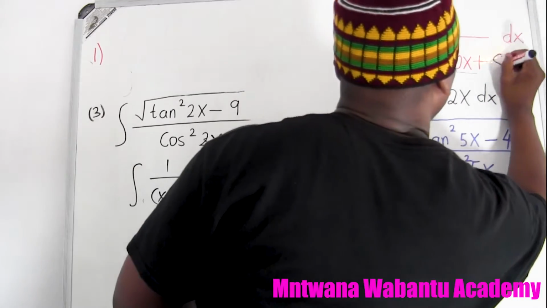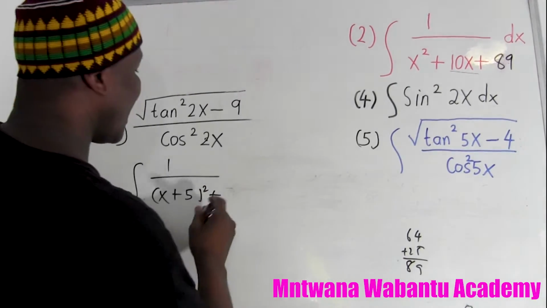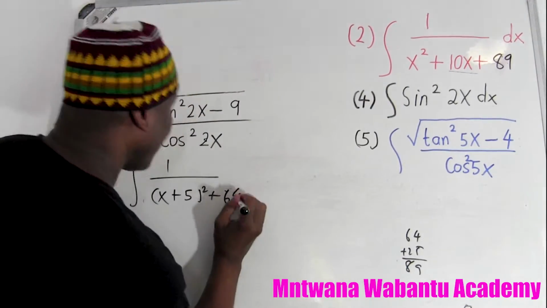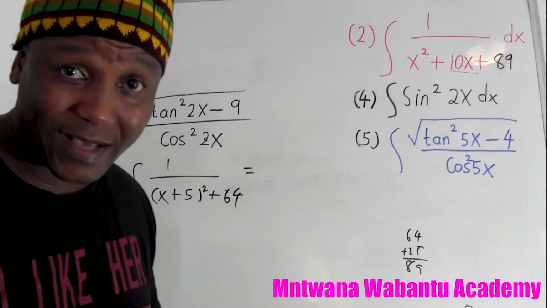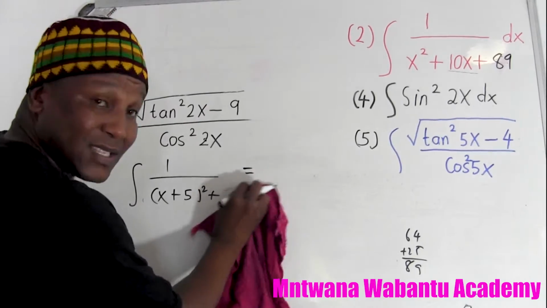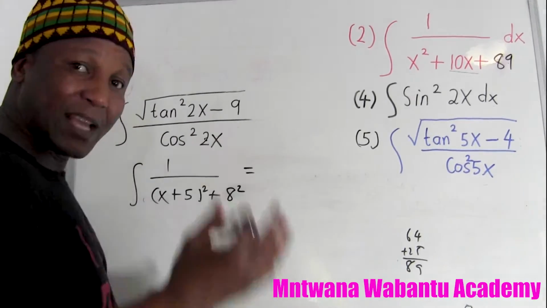Okay, let me make 89. So if it's 89, when you complete the square, that number is going to be 89 minus 25, equal to 64. See? And 64 means 8 squared. So I'm going to replace this 64 and say this is 8 squared. See? So then we play the same game.